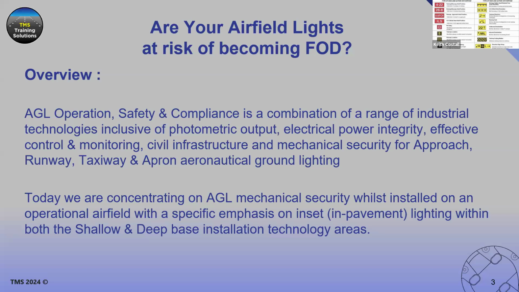A quick overview before we start. In AGL, we know that it is a combination of, we need to get photometric output, and to do that, we need electrical power integrity, control monitoring, civil, mechanical security, etc. On the runway, taxiway, and apron areas, and particularly on the runway and the high-speed exits of taxiways. And today we're going to concentrate on mechanical security.